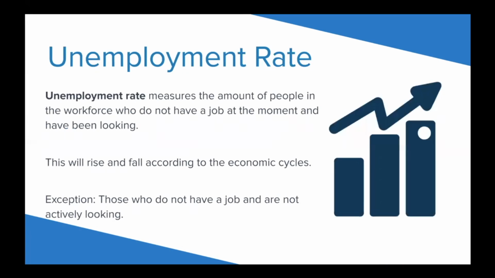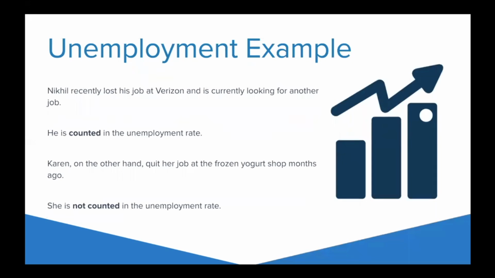Unemployment rate measures the amount of people in the workforce who do not have a job at the moment and have been looking. This will rise and fall according to economic cycles. The only exception to the unemployment rate are those who do not have a job and are not actively looking. These kinds of people are not included in the unemployment rate. And with that, I'll explain unemployment with an example.